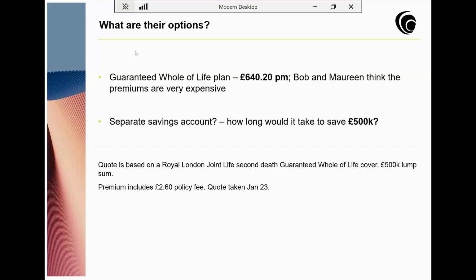So do you consider that expensive? Well, let's try and put that into perspective for you. £640.20 per month. As I say, if we look at the expected lifetime, I feel that offers good value. It is meeting their objective of ensuring they're covered for that level, and there's no investment risk attached to that.